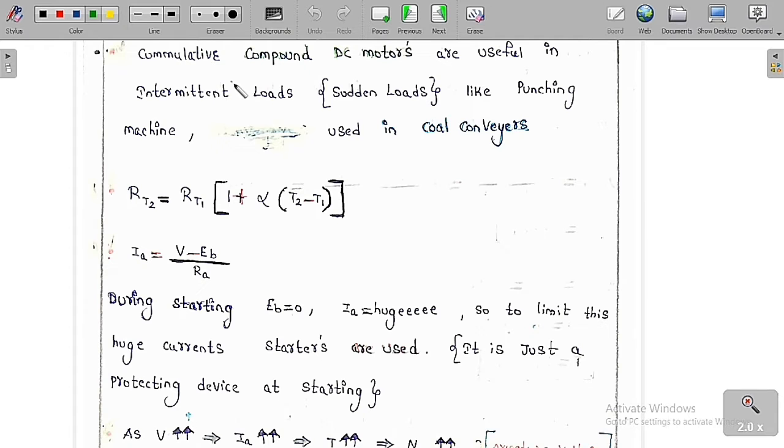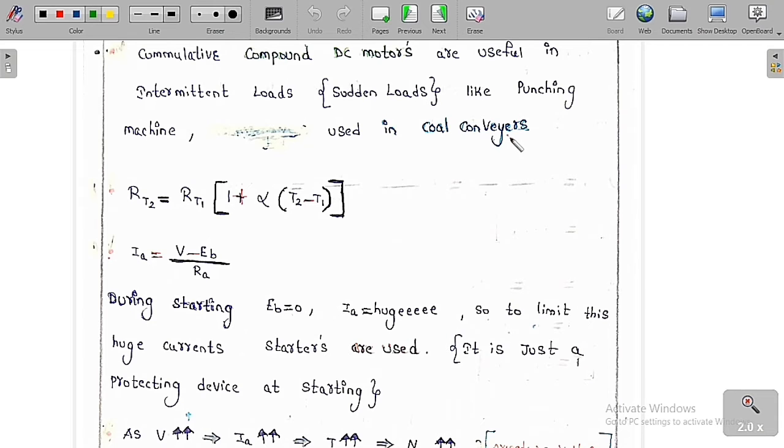Cumulative compound DC motors are useful for intermittent loads, sudden loads like punching machines. It is used in coal conveyors. I have already told you, cumulative compound DC motors have a characteristic graph lying between the DC shunt motor and the DC series motor. So it is useful basically for intermittent loads, meaning very sudden variation of loads like punching machines, and it is also used in coal conveyors.